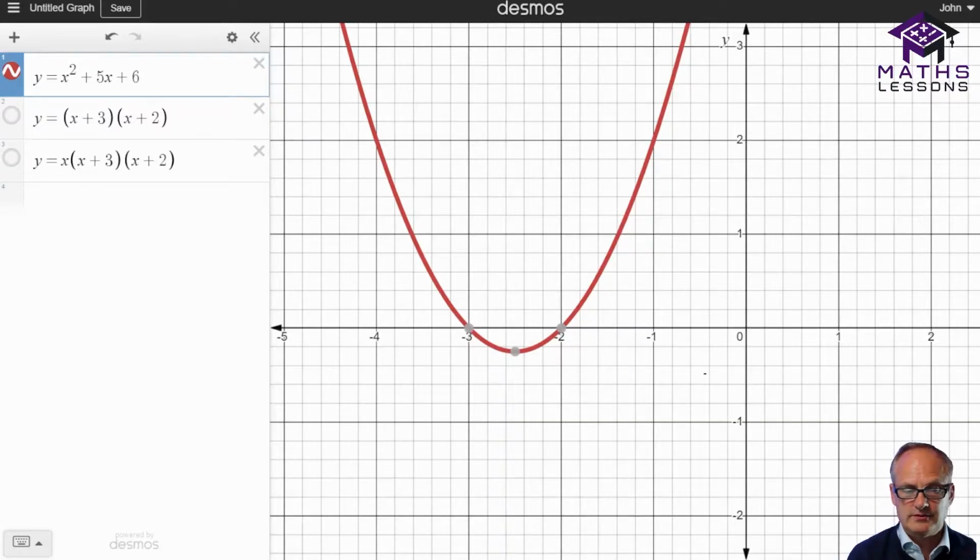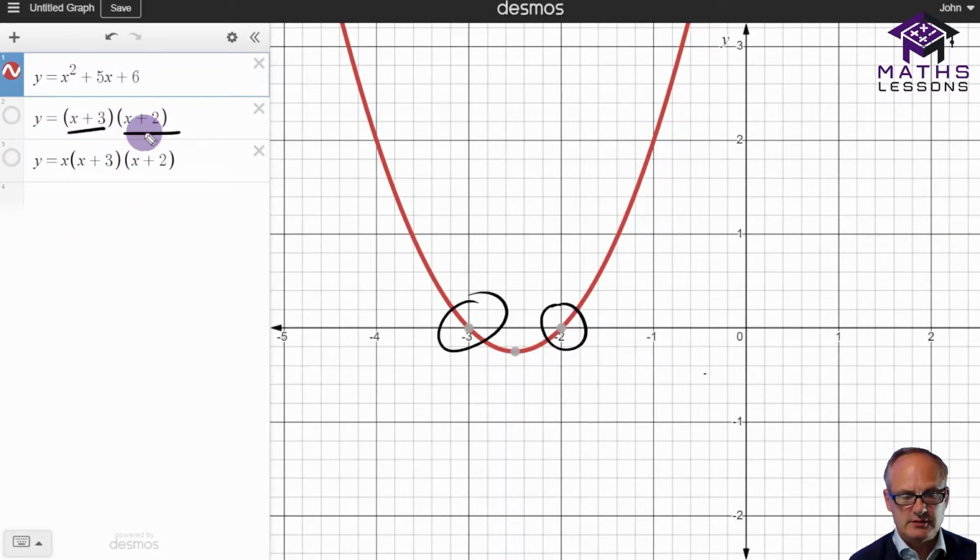Let's look at y equals x squared plus 5x plus 6. We notice that it crosses at -3 and 2. The reason why I've drawn this, y equals x plus 3, x plus 2, is because x plus 3, x plus 2 is just this factorized. I've just factorized that.